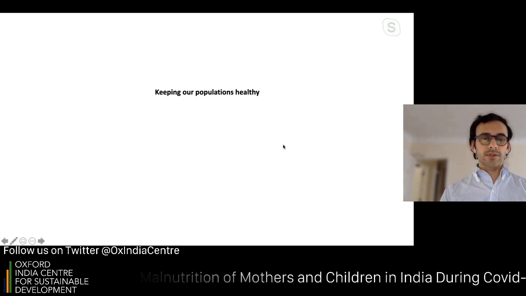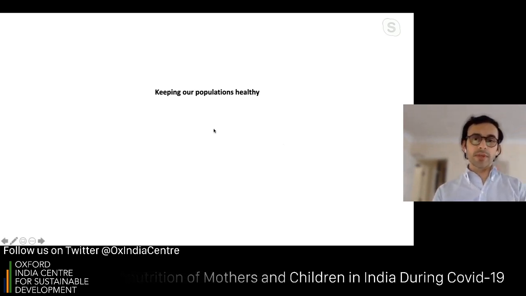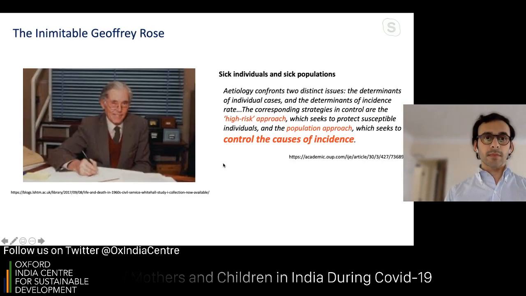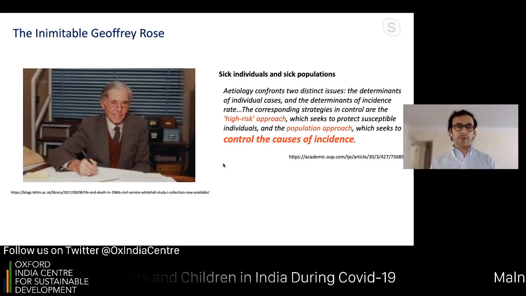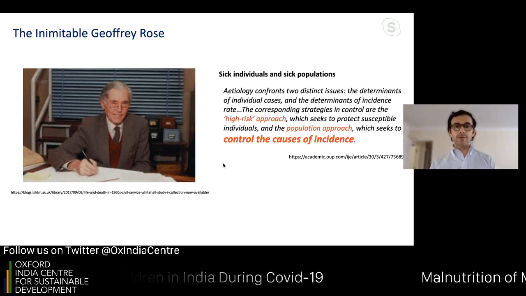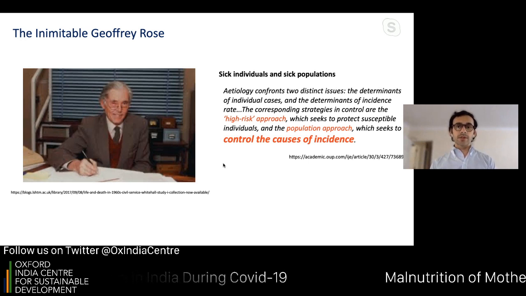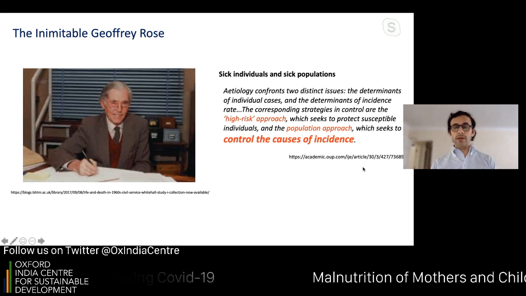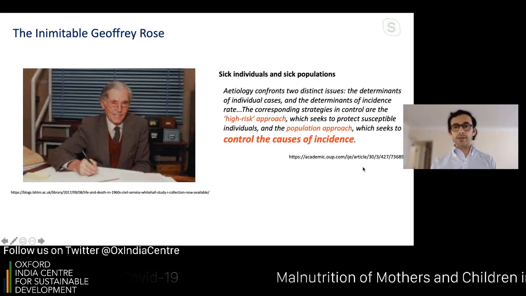So to start with, how do we actually keep our populations healthy? There was an epidemiologist named Geoffrey Rose at the London School of Hygiene and Tropical Medicine, and in 1985 he wrote a seminal paper called Sick Individuals and Sick Populations, which, if you look at the link on the bottom here, you can get open access to the article.